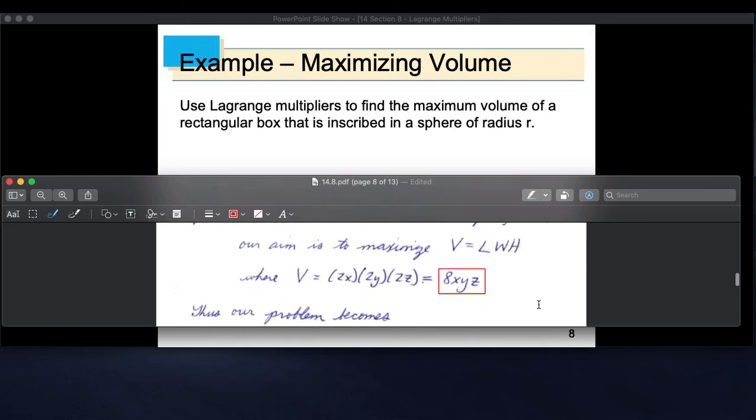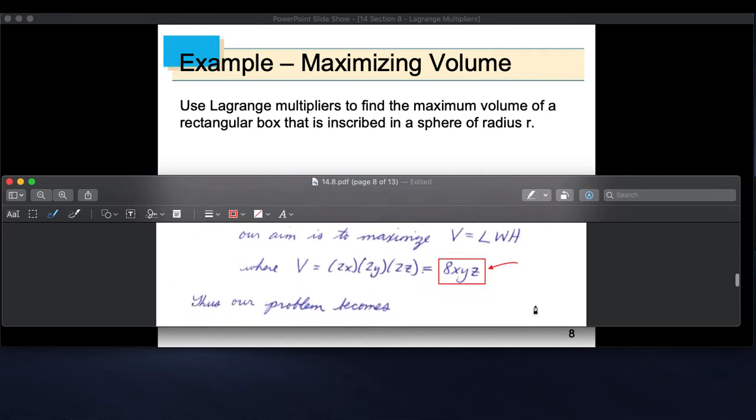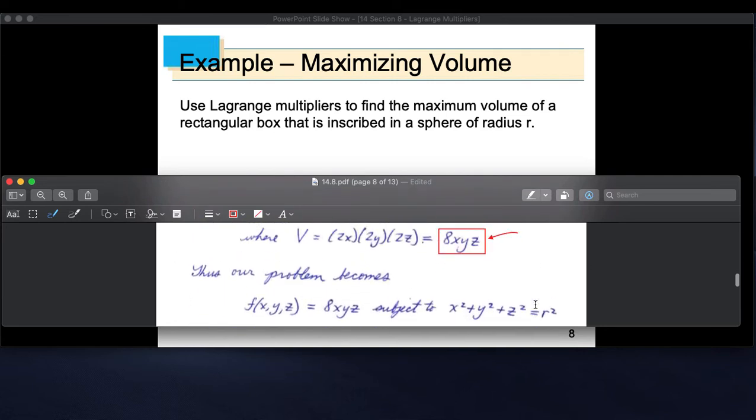Now, we know that this box is subject to the sphere. That's what it's subject to, the sphere of radius r. This is the thing we're going to be trying to maximize, the volume here, 8xyz. So our problem becomes, we're going to try to maximize this function, 8xyz, subject to the constraint of the sphere.